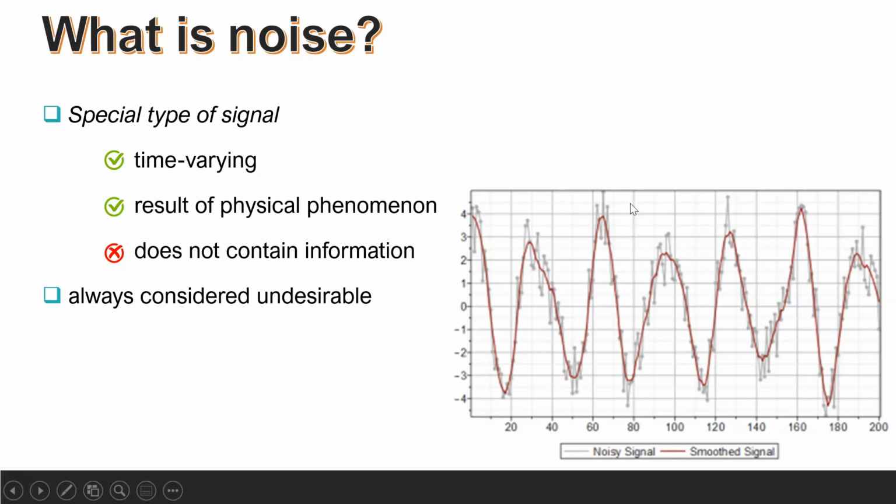For example, if you look at the graph over here, the gray colored signal is the noisy signal, while the red colored signal is the smooth signal. The red colored signal is usually what we obtain after we filter the noisy signal. So we remove the unwanted noise in order to get the smooth signal.